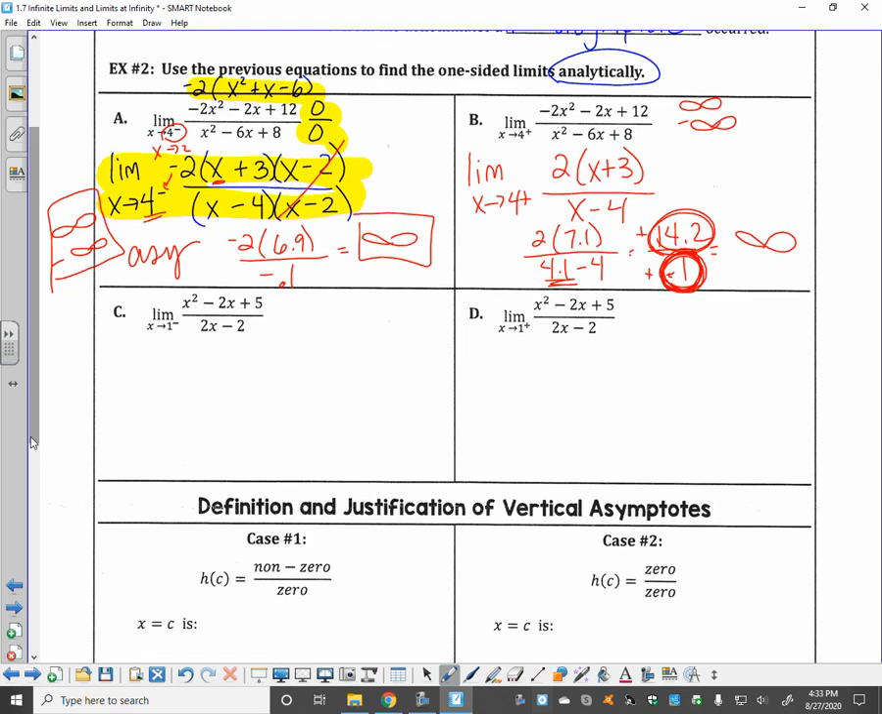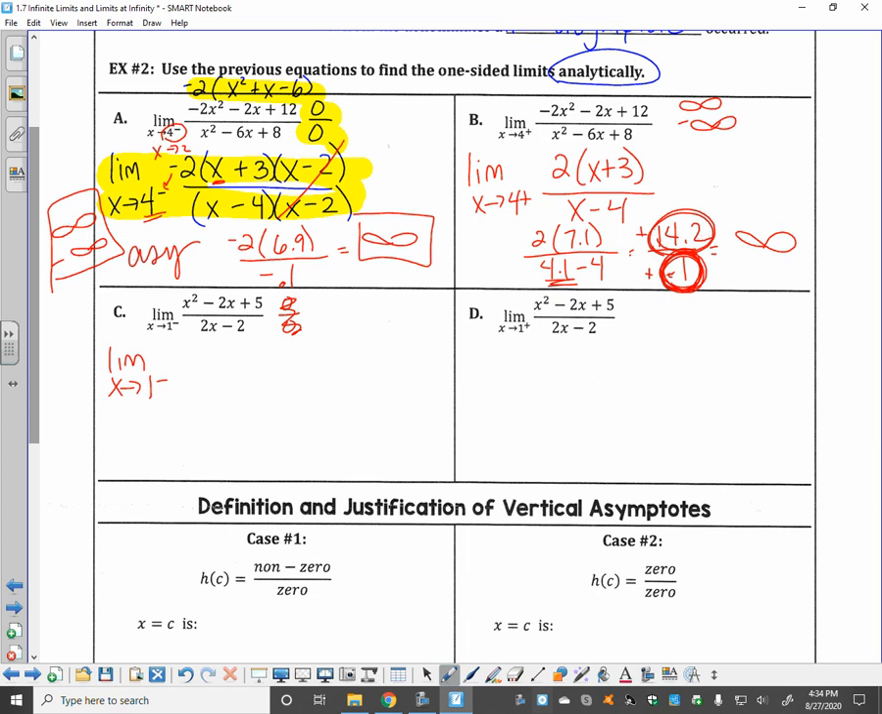All right, C. Different function. So again, we're going to plug 1 in and we're going to get 0 over 0. So now I'm going to do the limit as x approaches 1 from the left. Again, good limit notation. Hey, the top doesn't factor. I wonder if you get 0 over 0. Let's try it. I'm just going to plug in a 1.